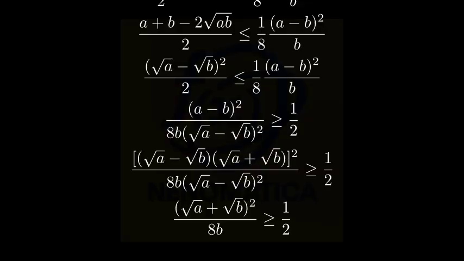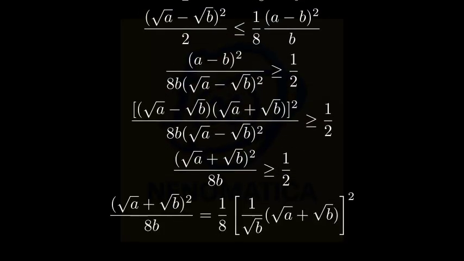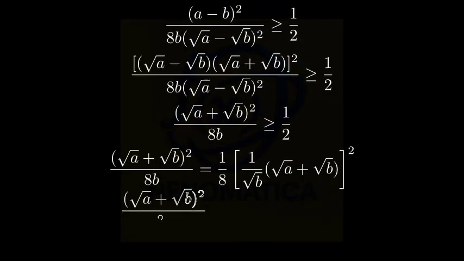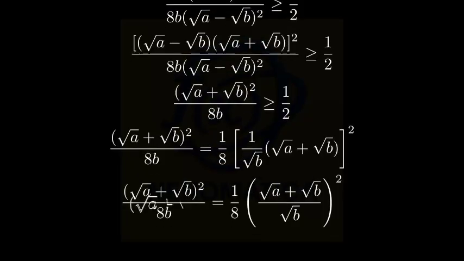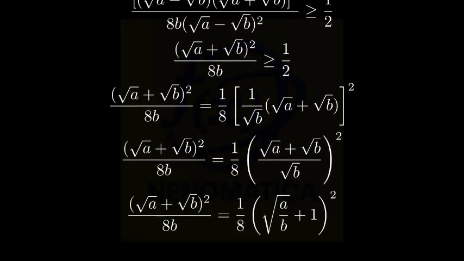Continuing our algebraic manipulations, we can equate the square of (square root of a plus square root of b) divided by 8b to 1/8 times the quantity 1 over square root of b times the quantity (square root of a plus square root of b), squared. Simplifying further, this equals 1/8 times the square of the quantity (square root of a plus square root of b) divided by square root of b. Finally, we can write this as 1/8 times the square of the quantity (square root of a divided by square root of b, plus 1).